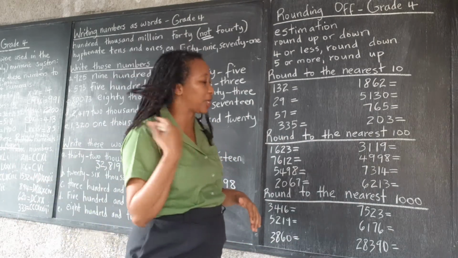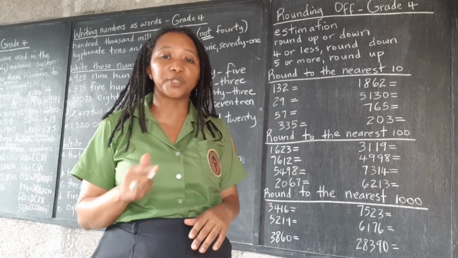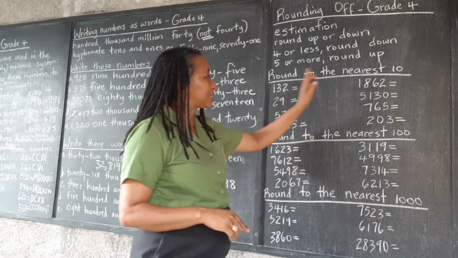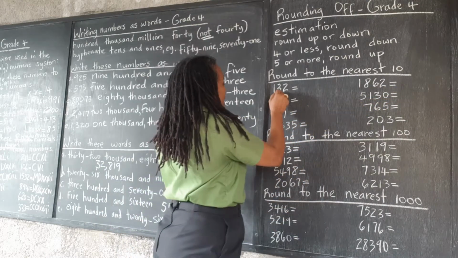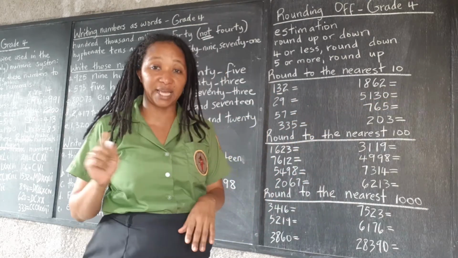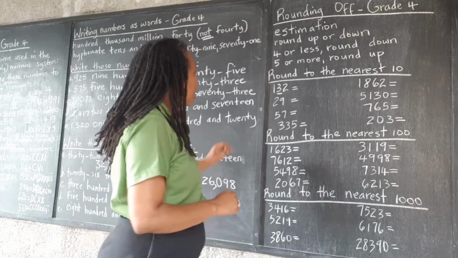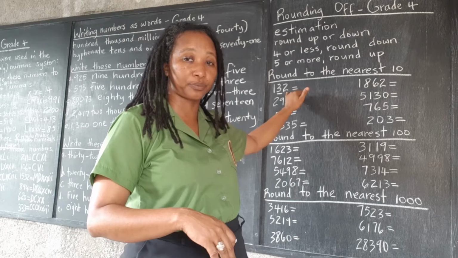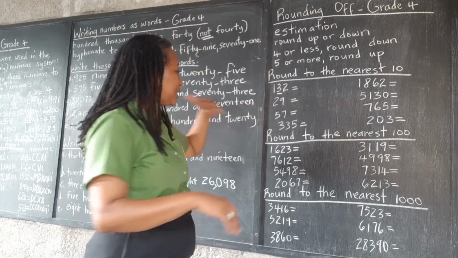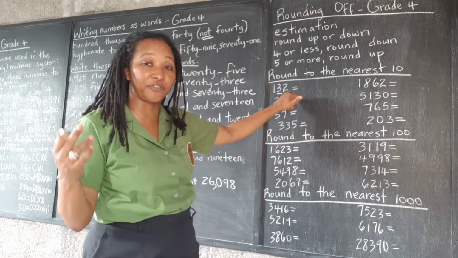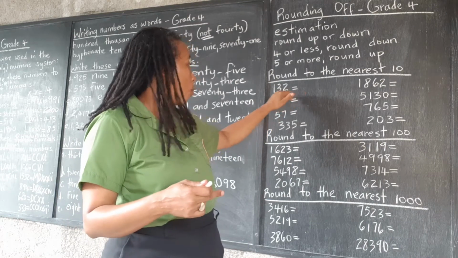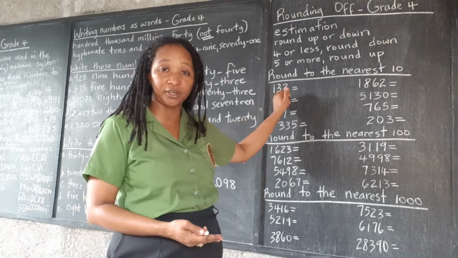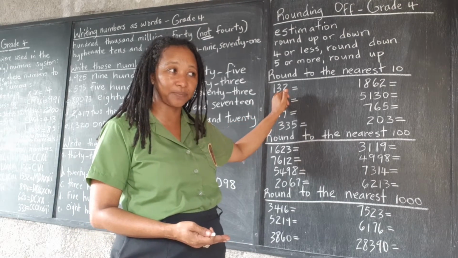So the first thing we do is we identify which place we're asked to round to. So it says round to the nearest 10, so we're going to underline the 10 place. Now, we look to the digit beside it, to the right of it, and if that digit is 4 or less, we're going to round down. So that means we're not going to add anything to the 10 place.